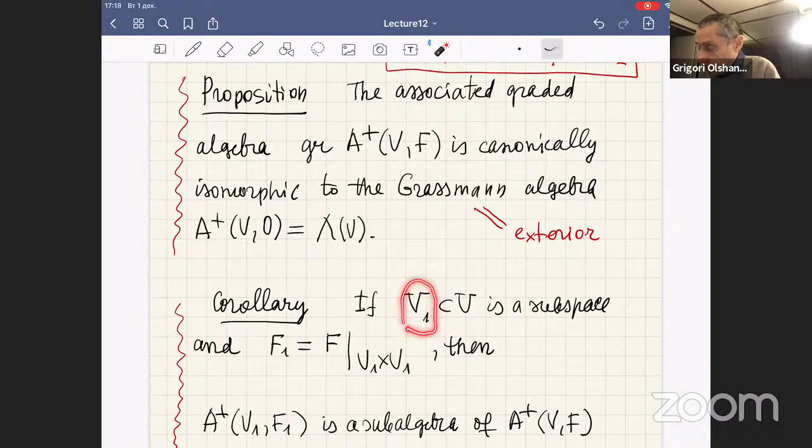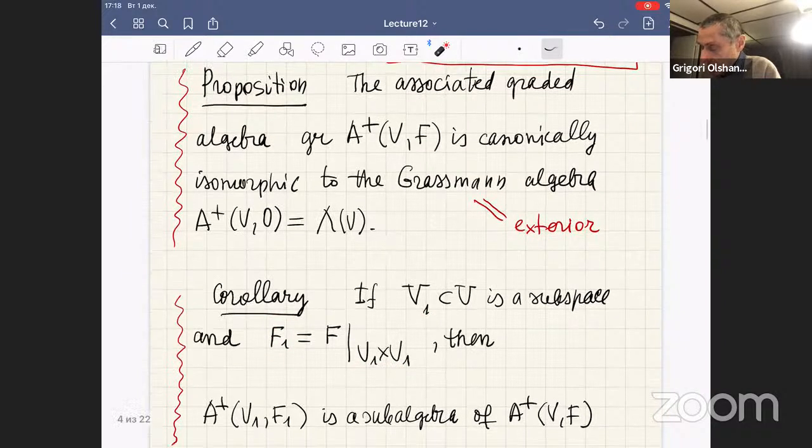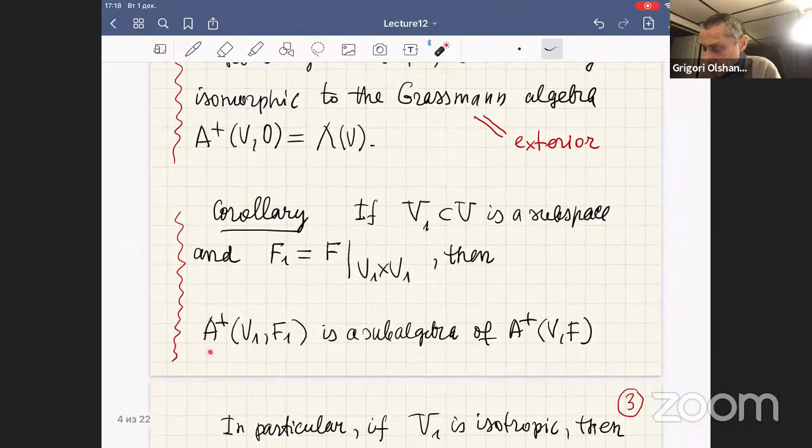So if this is a subspace, and we take the restriction of our form to this subspace, then the Clifford algebra which is related to this subspace is a subalgebra of this algebra. How to prove this? What is evident is that there is a arrow from this object to this object.